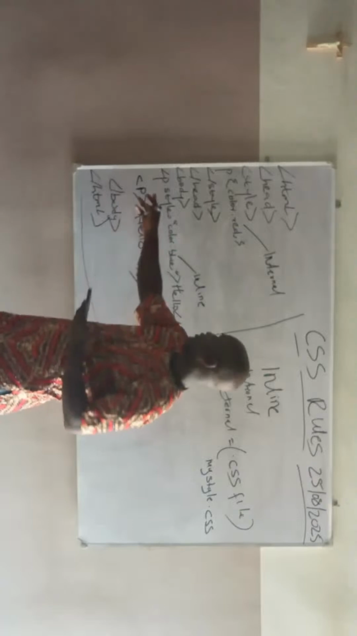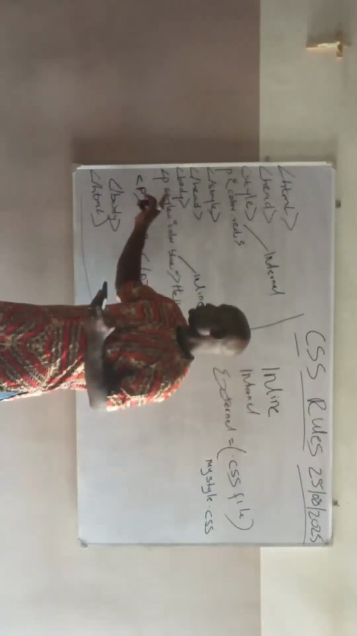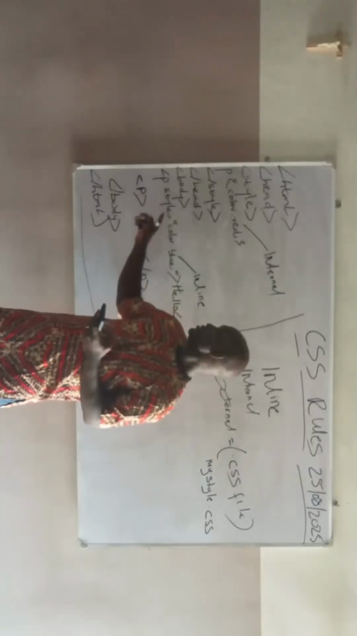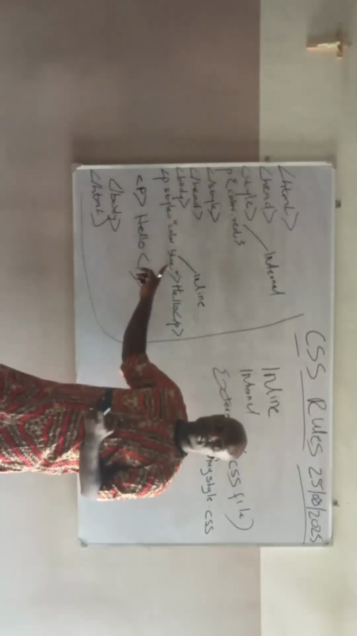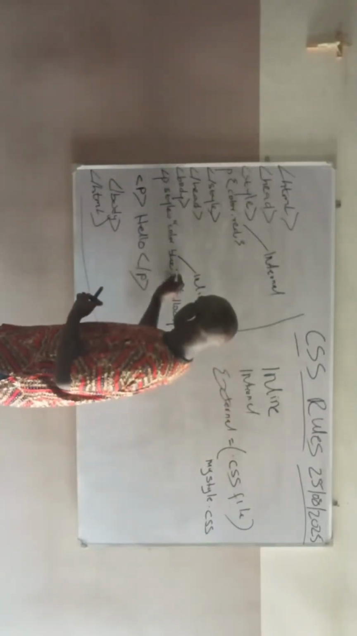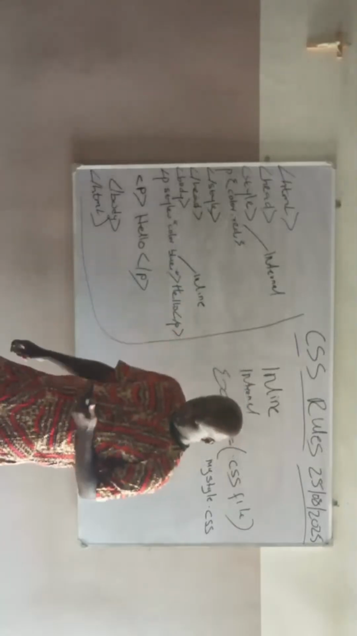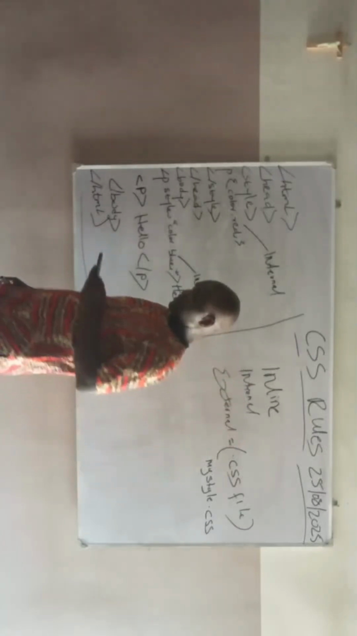So this is an example of inline CSS. Use the attribute style and put all your declarations inside, ending every declaration with a semicolon. Now, internal.